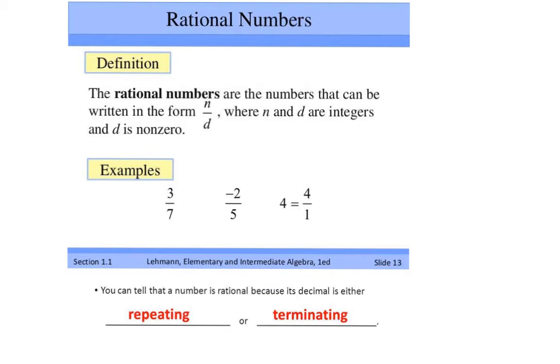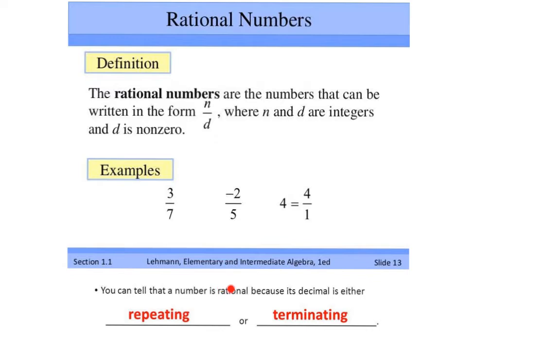In this lesson, we're going to be talking about rational numbers. So it's important to have the definition of rational numbers written down. These are numbers that can be written in the form n over d, where n and d are integers, so they can be positive or negative whole numbers, and d is non-zero, so the bottom can't be zero. So basically, they can be written in fraction form. So this could be 3/7, -2/5, or 4, because 4 you can write as a fraction by putting 1 over it. So if a number is a fraction, you know it's a rational number.